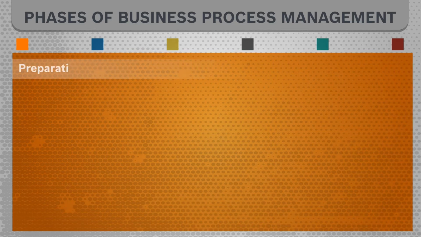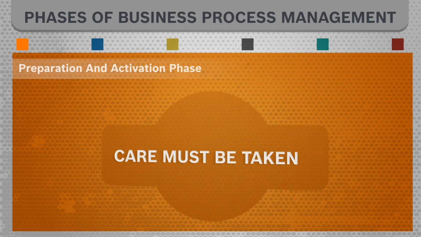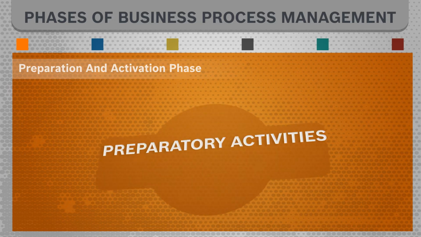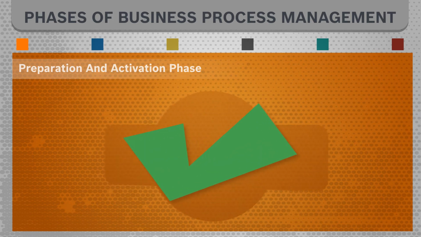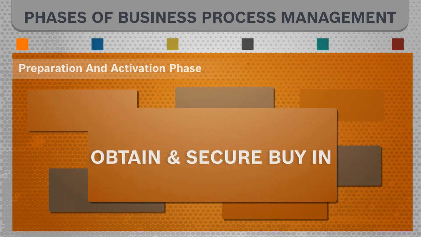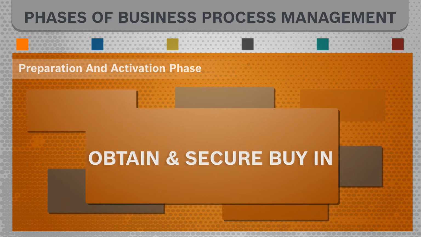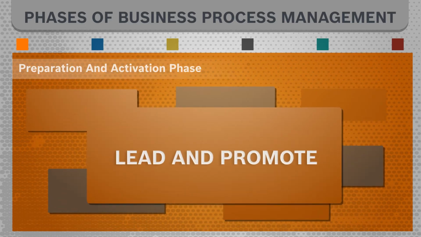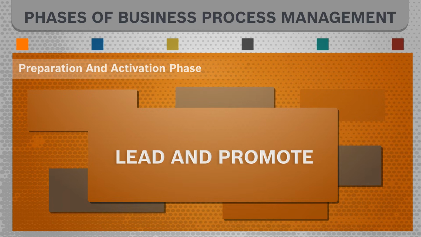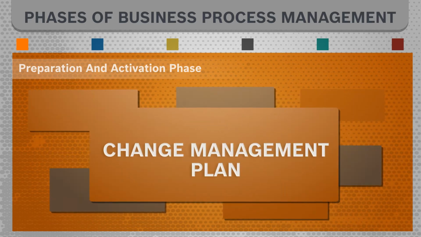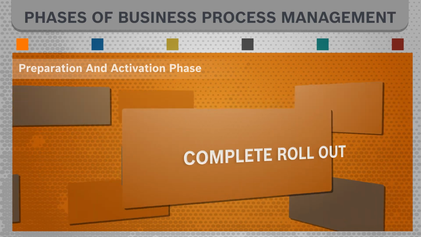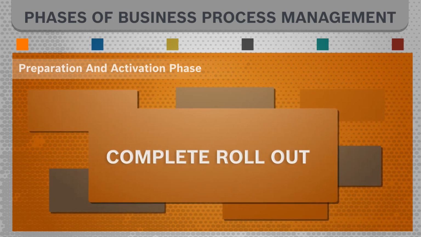Phase 1, preparation and activation phase. During this phase, care must be taken to ensure that the following preparatory activities are undertaken and completed. Obtain and secure buy-in from senior management so they can lead and promote the need to have business process management in place. After securing the buy-in, develop a change management plan to ensure complete rollout of business process management in an institution.